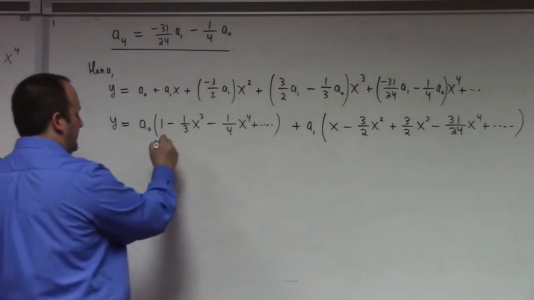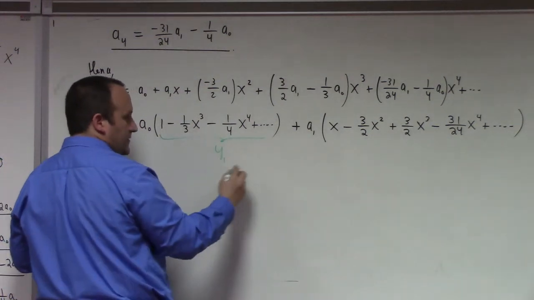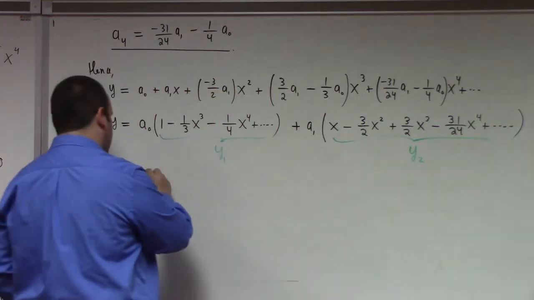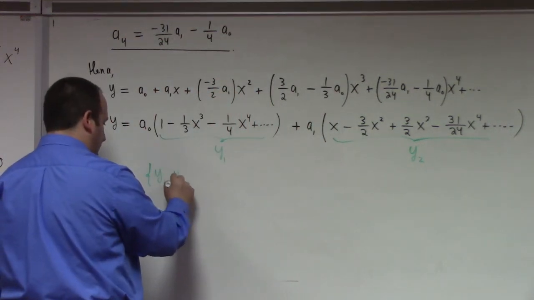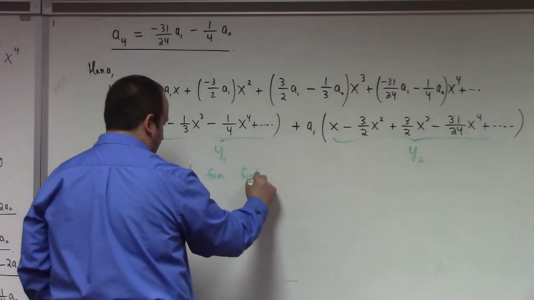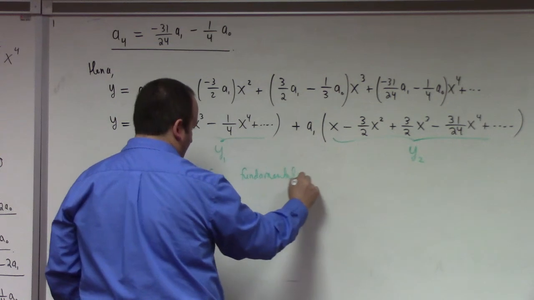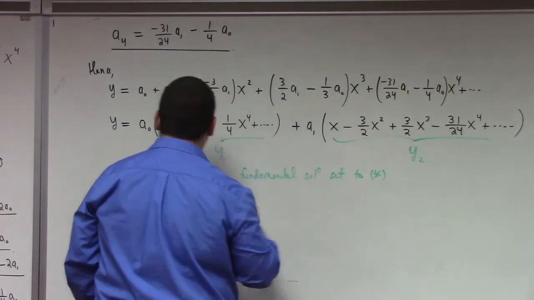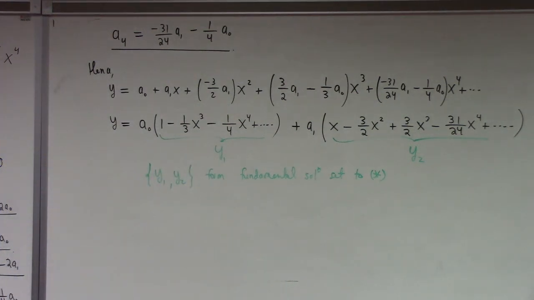So basically, you could call this thing y1, you could call this thing y2, and you can make the observation that y1, y2 form a fundamental solution set. Two star. Could we solve this differential equation before? Why does this differential equation escape our previous methods?